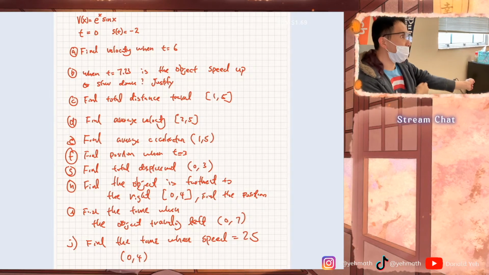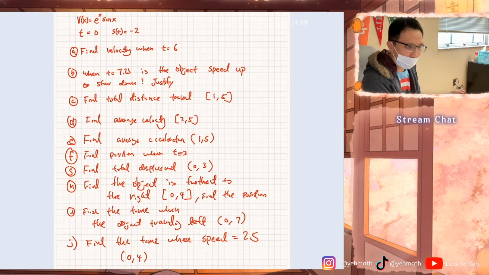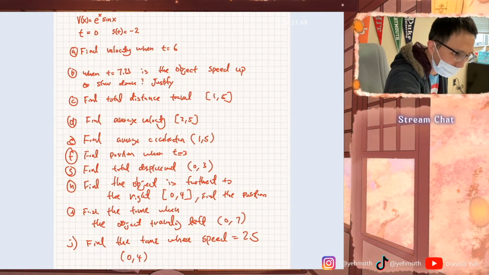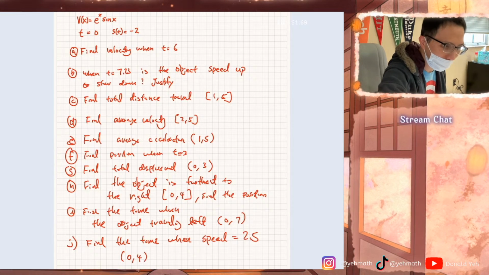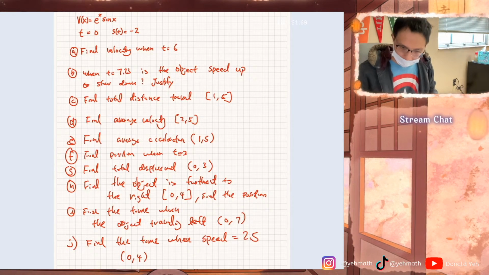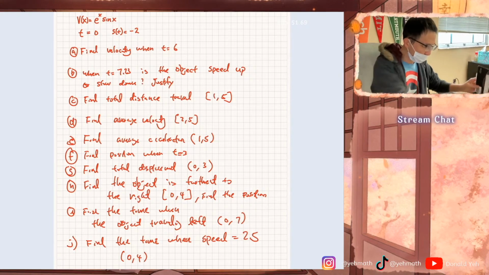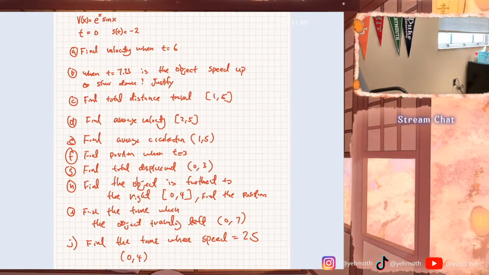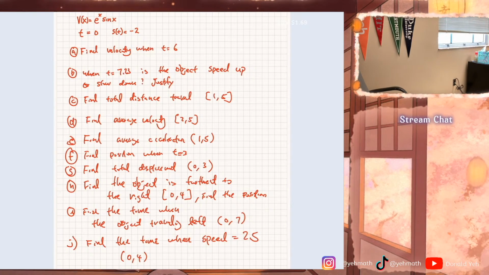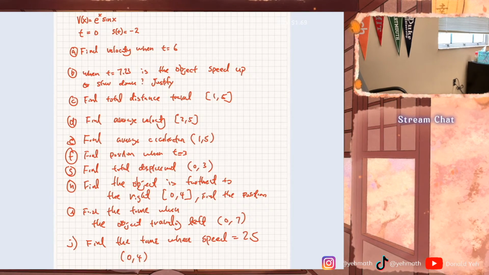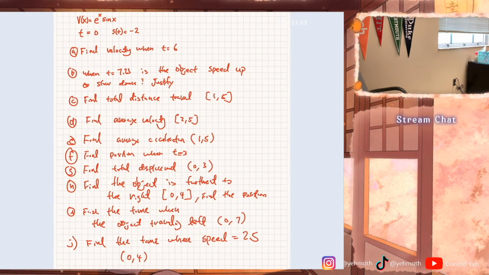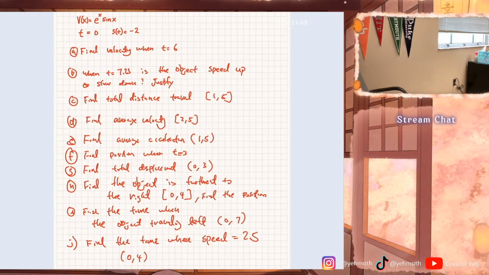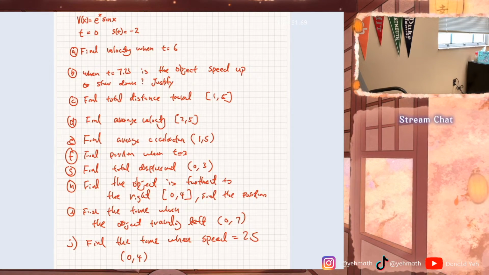So if you still don't know how to use the Nspire, I'm gonna go through how to use it, but I'm gonna need a lot of help as well. So we'll see what happens. Okay. Are these calculators available? Yeah, you can borrow them for now.